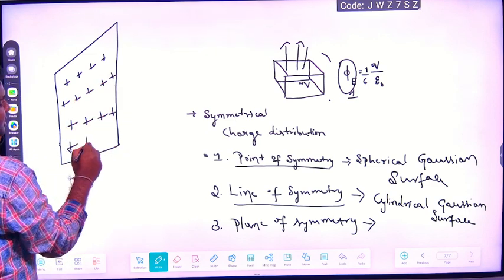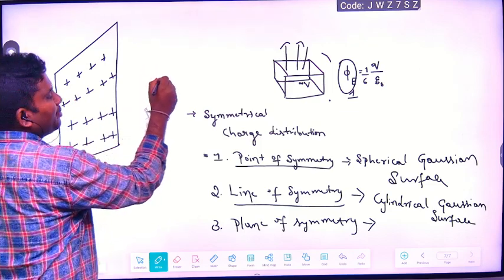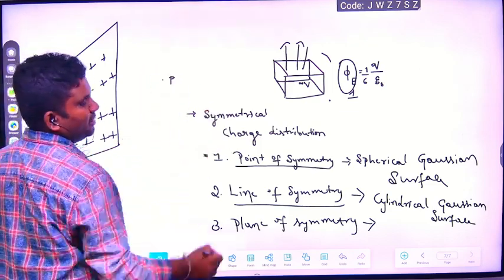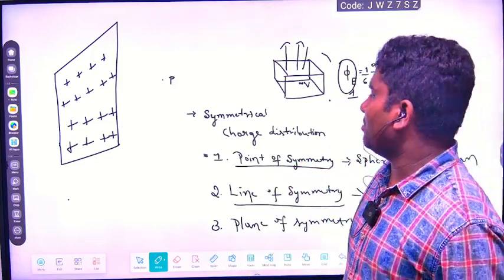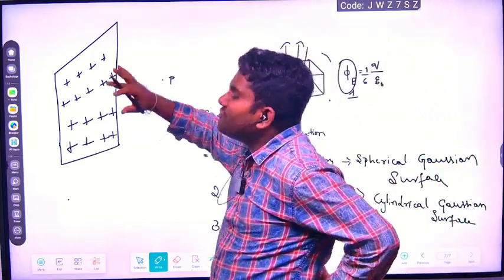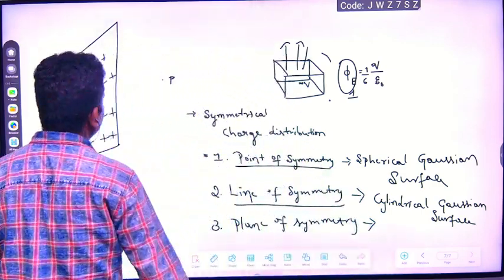There is an infinite sheet. All charges are on the surface. Now, how can you find the total flux which is coming out at any point P? This is one point P. How do we find the total electric field lines or flux coming to this point P due to this infinite plane of charges?